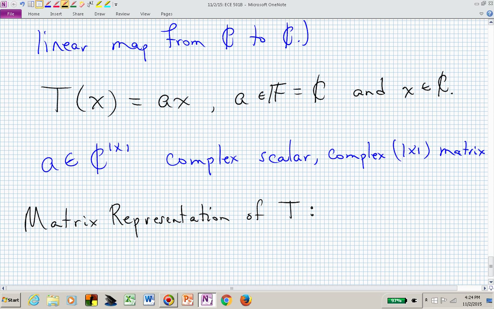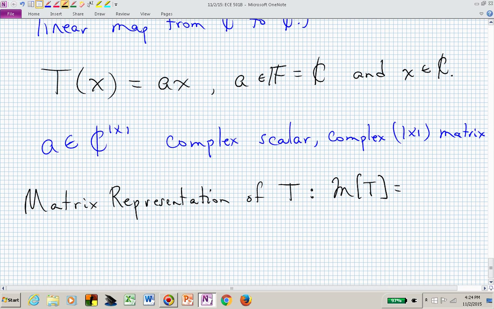If my linear map T on X is AX, what's the matrix representation of T? If I now created a matrix that's going to correspond to this linear map, AX, what's the matrix representation? That's just A. So there's our A, and now A is, in general, a complex number.